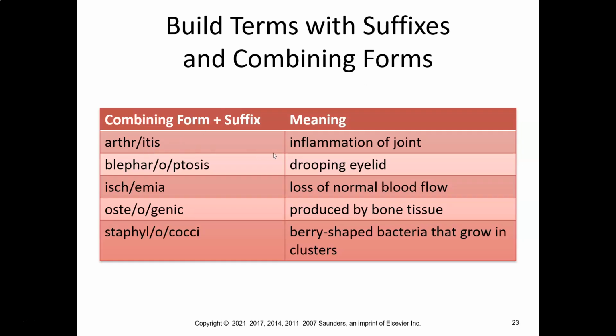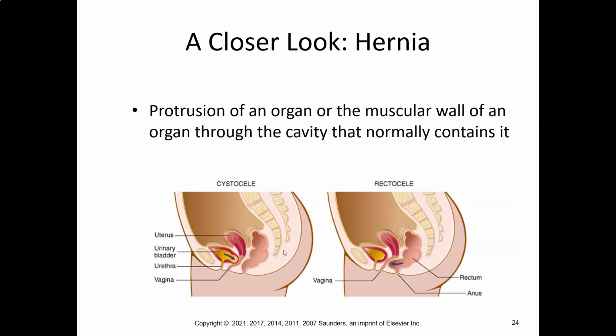Now let's put it together. Arthritis, inflammation of the joint. Blepharoptosis, drooping eyelid. Atelectasis, incomplete expansion of the lung. Ischemia, loss of normal blood flow. Osteogenic, produced by bone tissue. Staphylococci, berry-shaped bacteria that grow in clusters. So a closer look, what is a hernia?